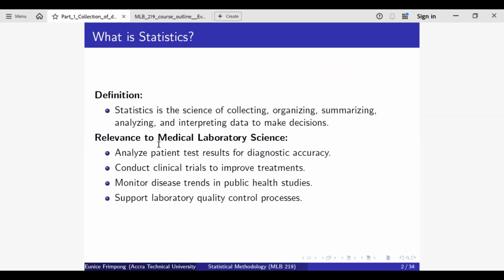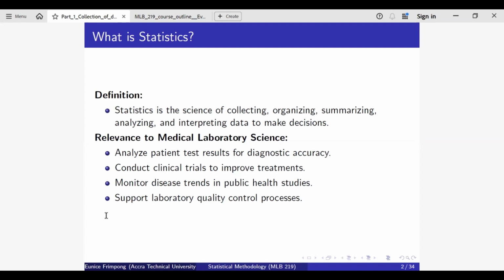So what is statistics? Statistics is the science of collecting, organizing, summarizing, analyzing, and interpreting data to make decisions. So first of all, you collect your data, then you organize your data, you put it in a way that will help you understand the data. Then you summarize the data, you do your analysis, and then from the results you get, you do your interpretation of the data to make some decisions or gain some insight.